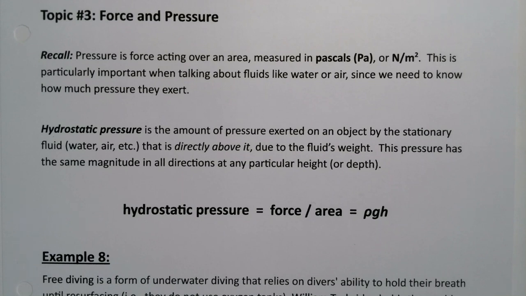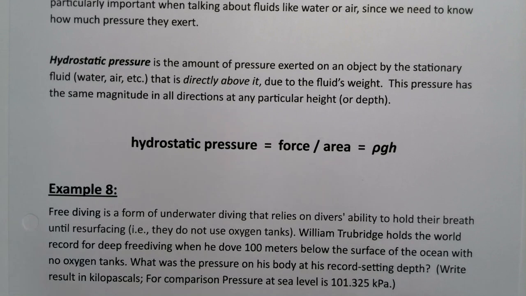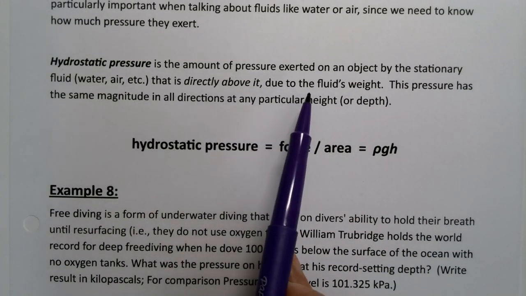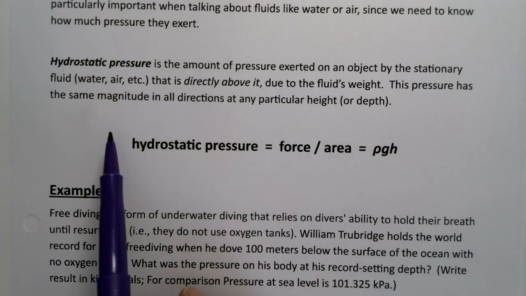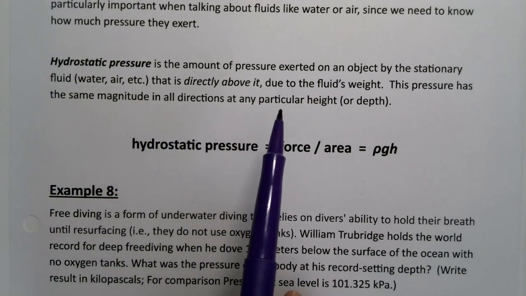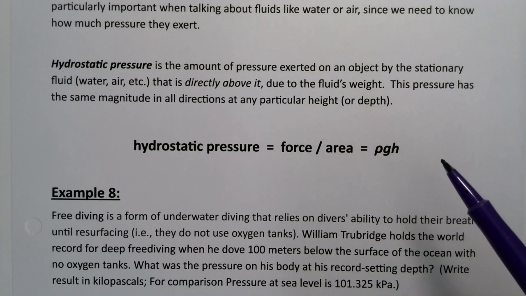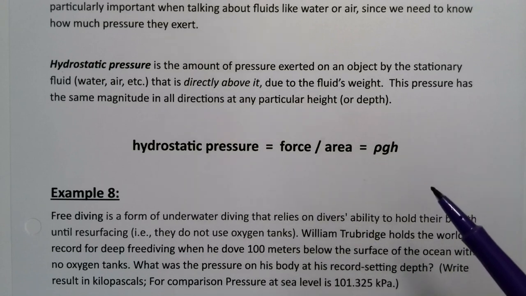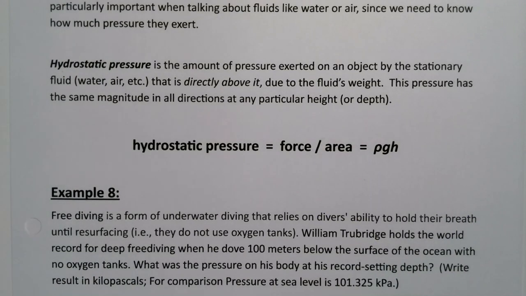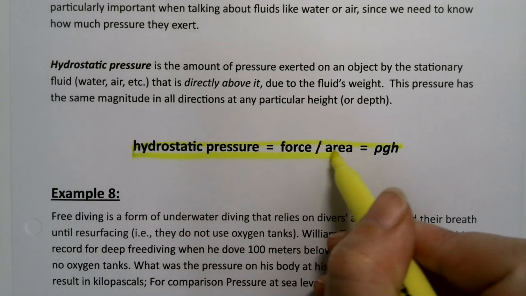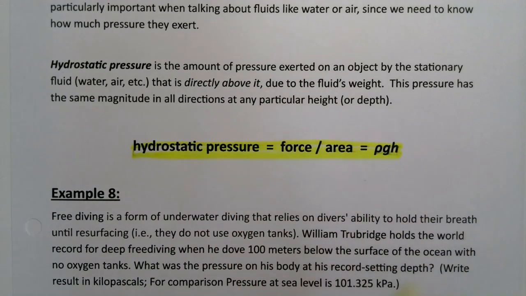they exert. Now, hydrostatic pressure is the amount of pressure exerted on an object by the stationary fluid that is directly above it due to the fluid's weight. This pressure has the same magnitude in all directions at any particular depth or height. In other words, once you're at a depth, then this hydrostatic pressure is the same everywhere at that depth. Now, hydrostatic pressure is force divided by area. So it's rho g, g being, of course, gravity, times h, where h is your height or depth.